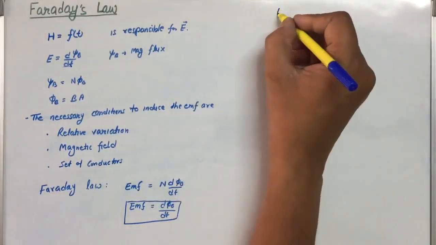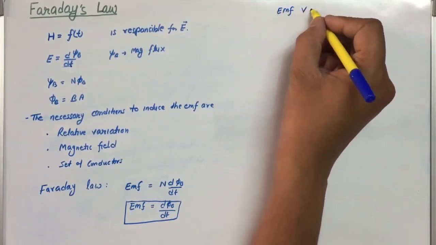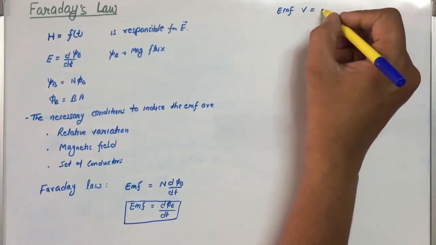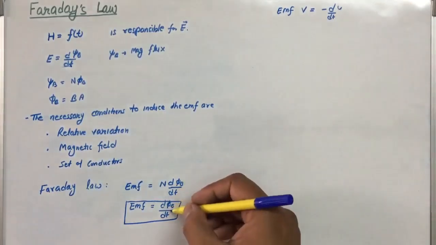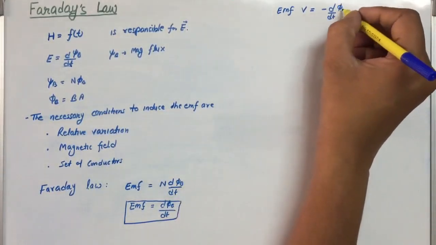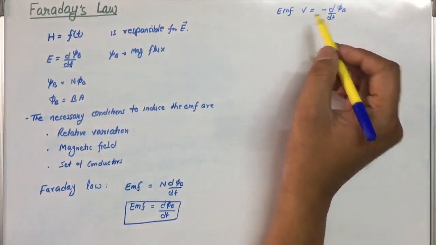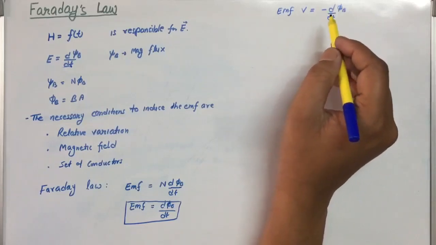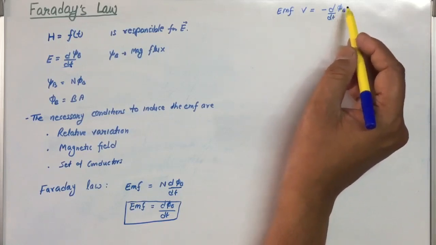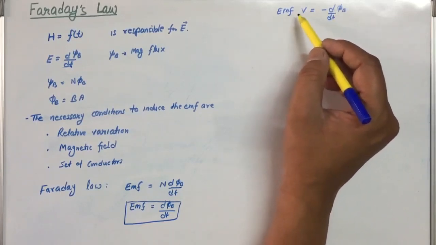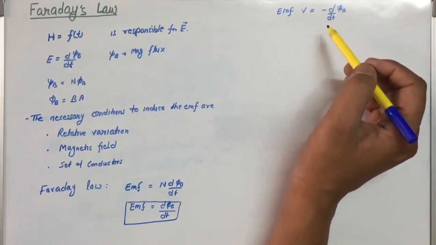He said that the induced EMF, let us denote it by V, is equal to minus d over dt of phi B. Why negative? Because the effect opposes the cause according to Lenz's law. That is, the cause is the time varying magnetic flux and the effect is the induced EMF. So the induced EMF will oppose the variation of the flux.